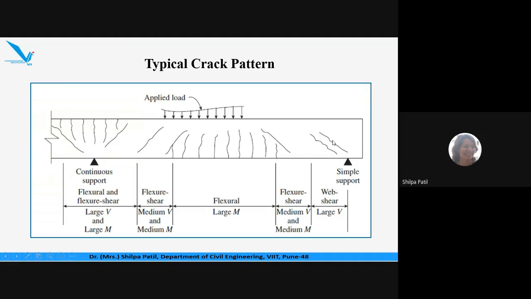Up till now you have learned that we are providing reinforcement in the tension zone of the beam which runs parallel to the length of the beam. But there is some steel which is provided perpendicular to that steel, and that perpendicular steel is called shear reinforcement, or in practical language it is called stirrups.